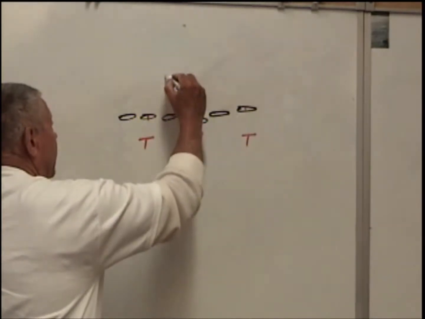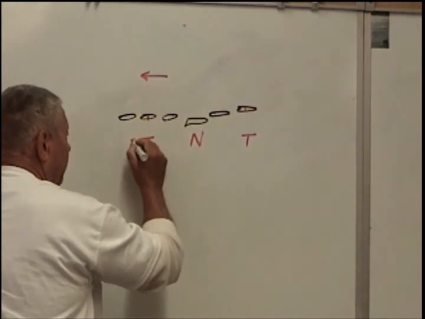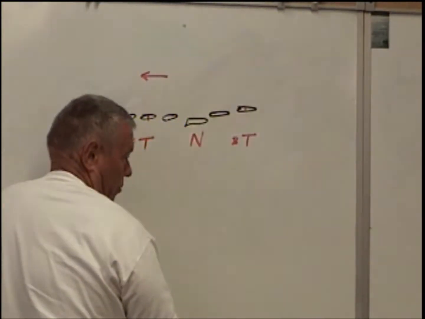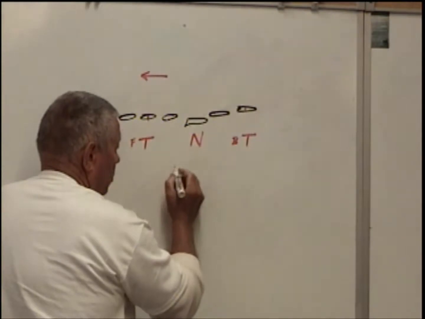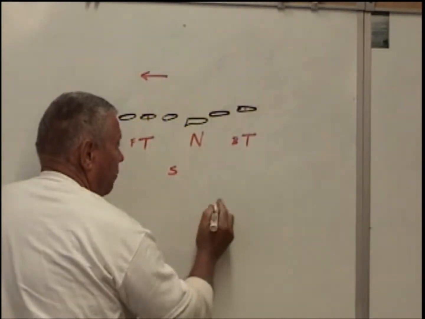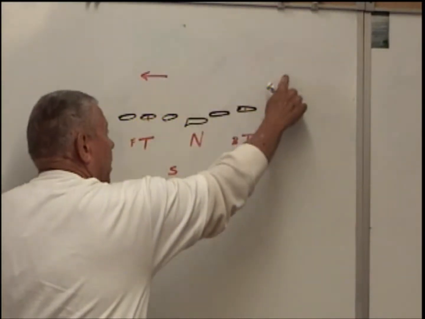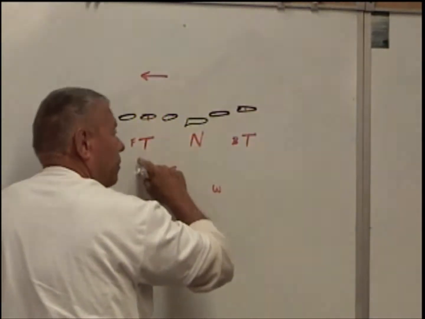So if this was the wide side of the field, right there's the field tackle, right there's the boundary tackle. The nose is the nose. So if the tight end is to the left, our strong inside backer is to the left, the weak side backer is to the right. If the wide side was there, field tackle's here, boundary tackle's there.